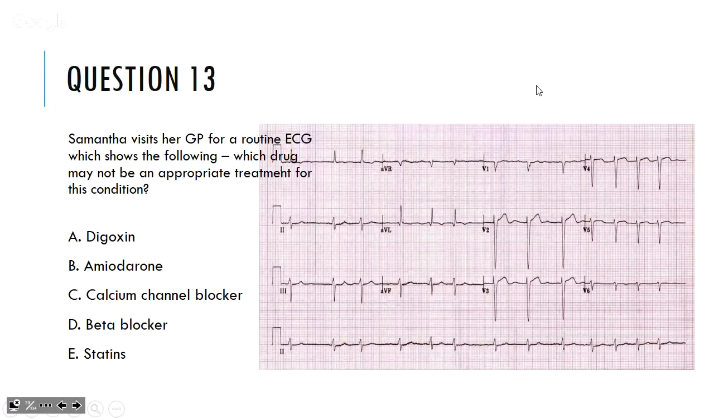I'll pick Calvin. So which drug may not be an appropriate treatment for this condition? So first, do you want to tell me what the condition is that you see? There might be a little bit there, but there's something else if you look at this, just this lead. Yeah, AFib. So which one would you not use for AFib? Or like which one's not really related to AFib?